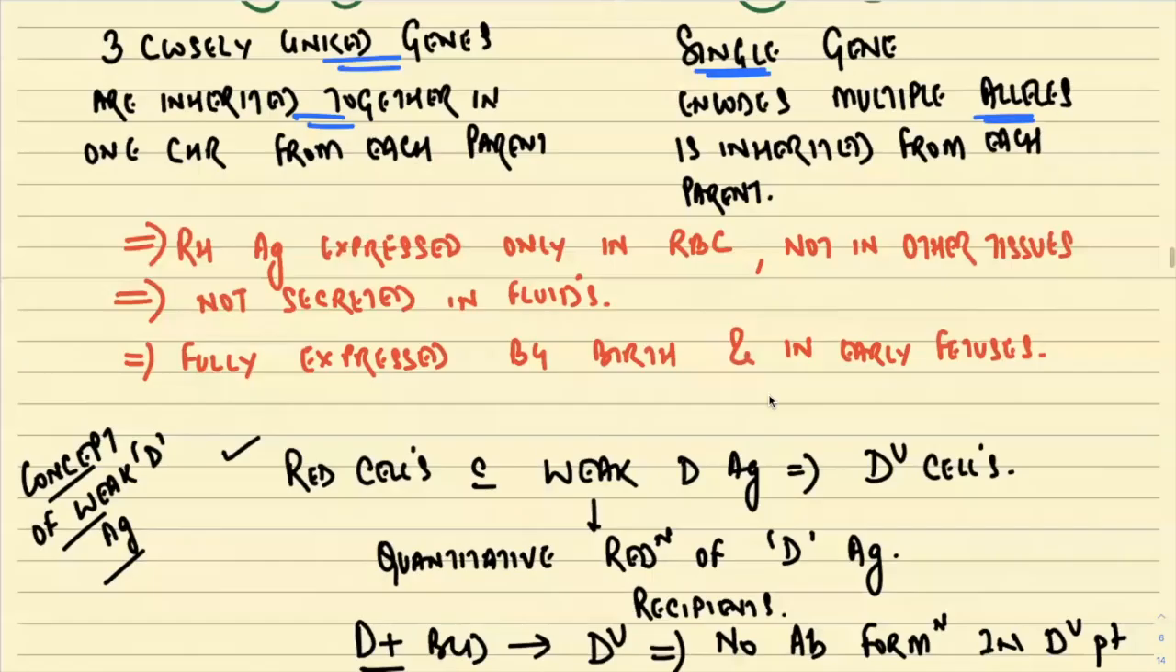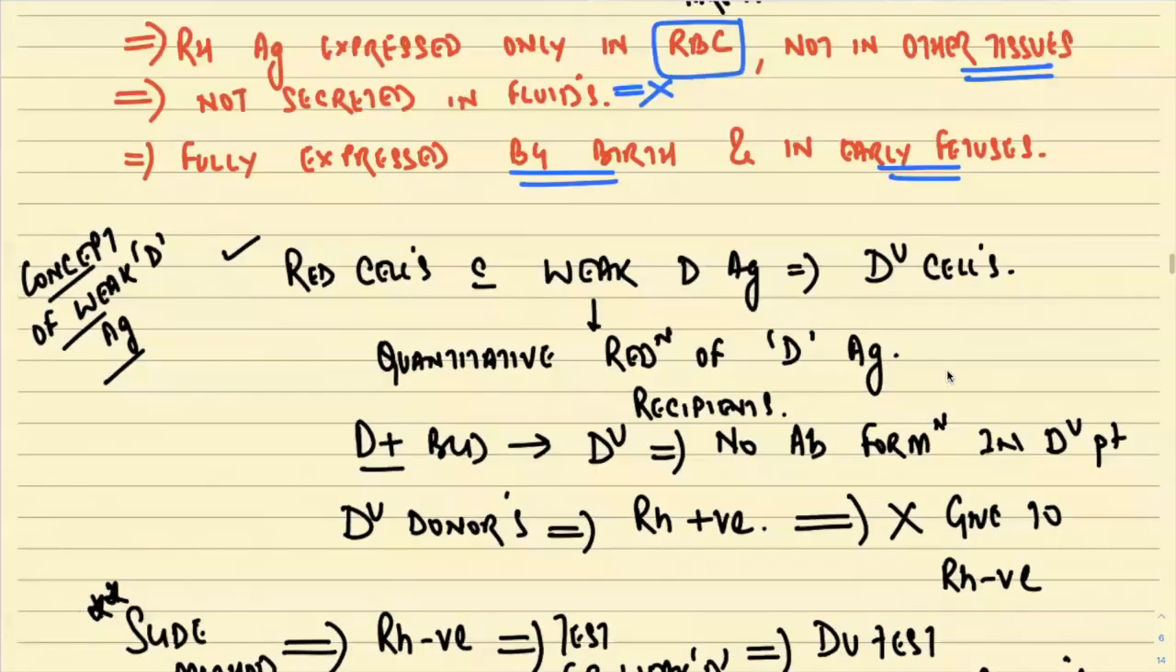Now, what is very important: just like the ABO system, the Rh group is also expressed on the surface of the RBC. But the very important point is that, unlike the ABO antigens which were present in other body tissues, these are not present in other tissues. This you have to consider, very important. The Rh antigens are only present in the RBCs and not anywhere else. They are not secreted in any kind of fluid. And unlike the ABO antigens, which take approximately 2 to 4 years to fully develop, these antigens are fully expressed before birth, even in early fetuses. Is it very clear to everyone?